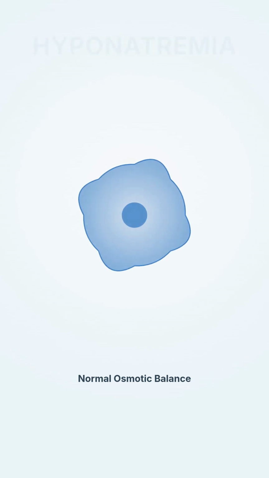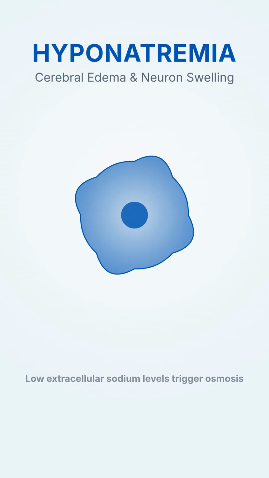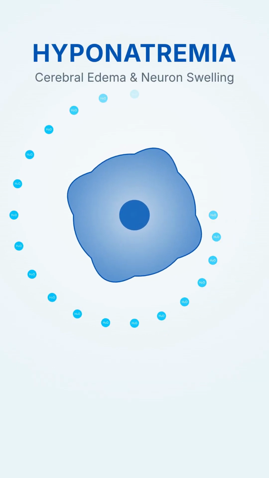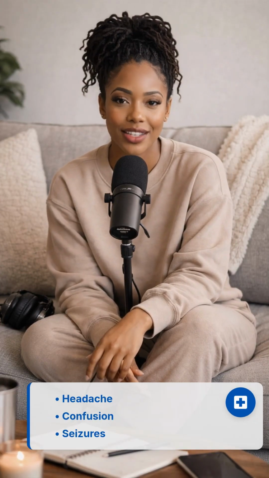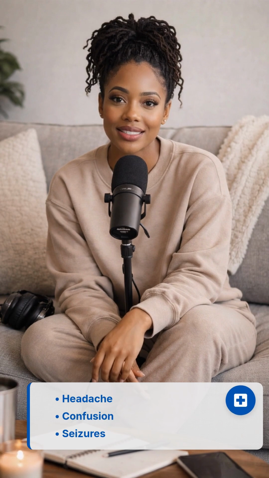Let's start with low sodium, hyponatremia. When sodium is low, water moves into the cells. That causes cells to swell, especially brain cells. So what do you see? Headache, confusion, lethargy, and in severe cases, seizures. So think low sodium, swollen brain, neurological symptoms. That's your big clue.